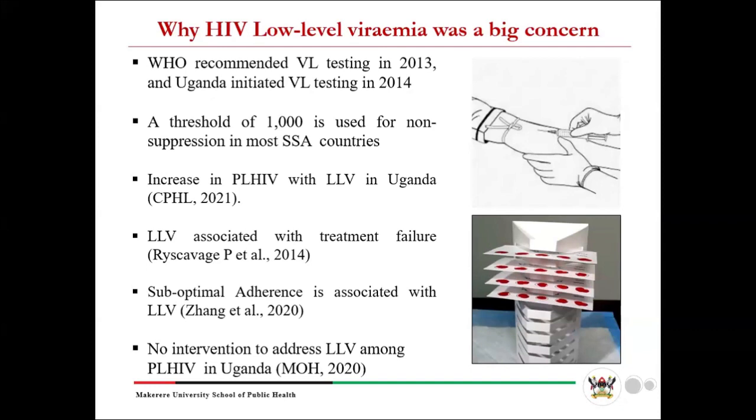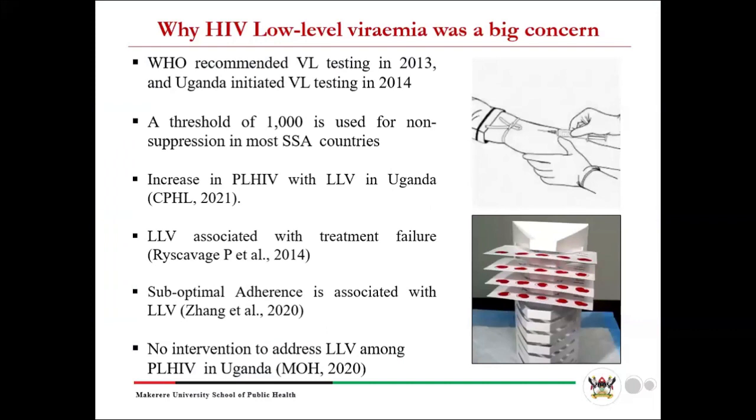And of course, when you look at Uganda, our program data showed an increase of people having low-level viremia in the country. And this is not different from the other African countries, more especially in the sub-Saharan region. And despite this, prior to this study and prior to 2022, there was no intervention being done to address low-level viremia in the region and in Uganda inclusive.